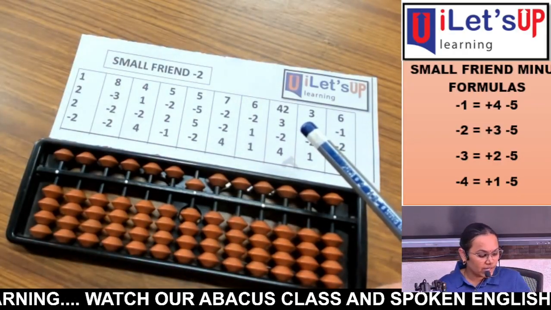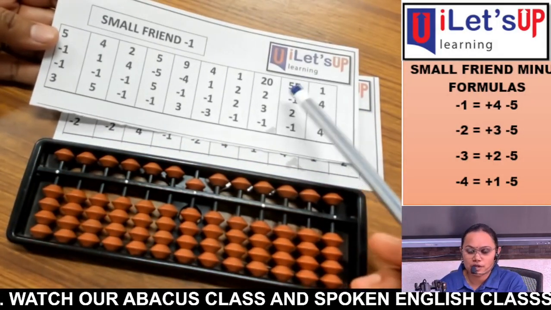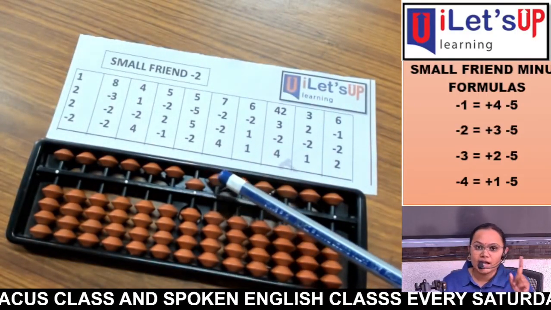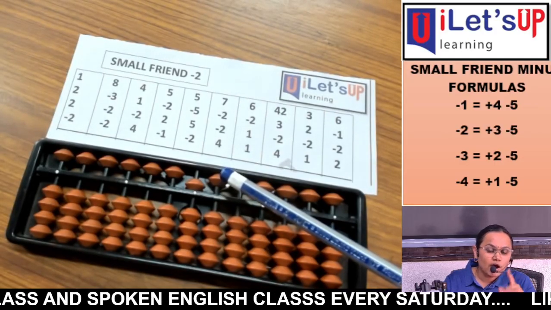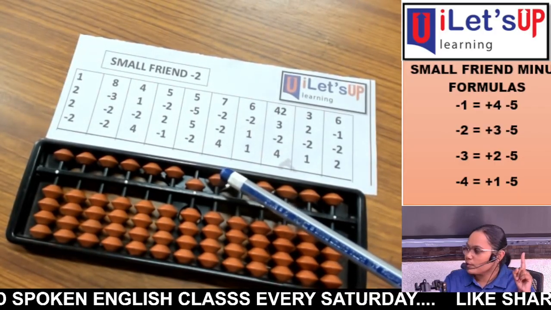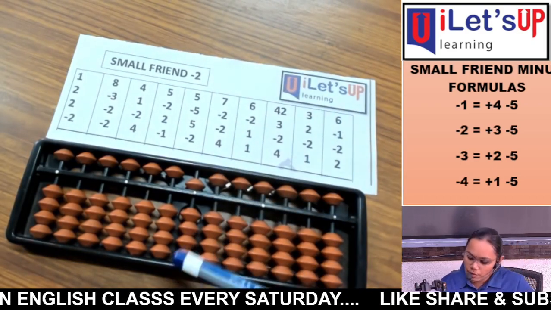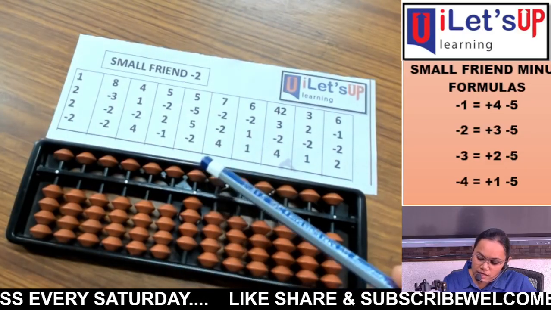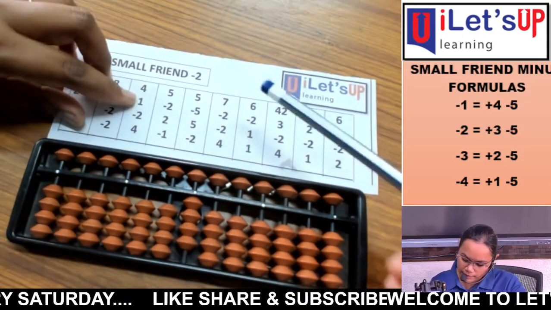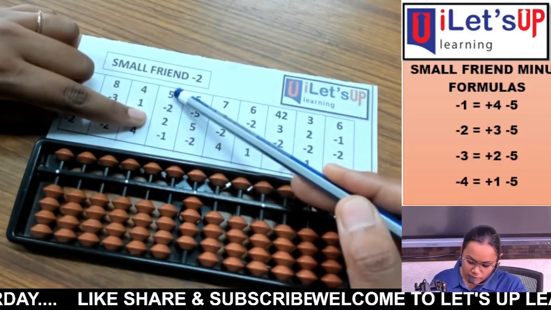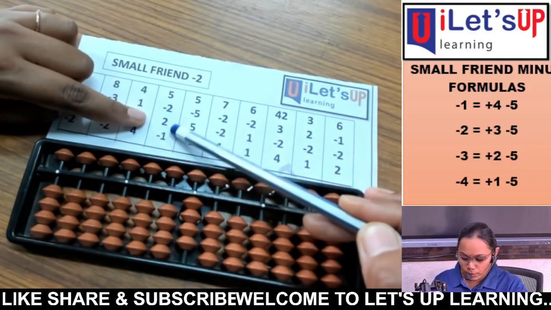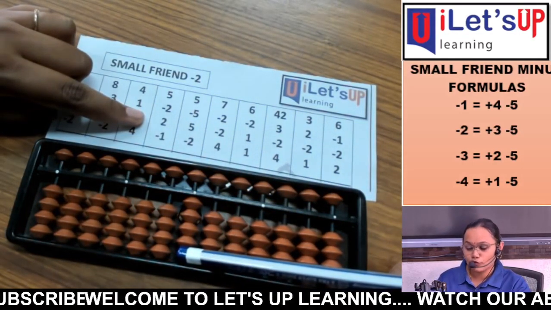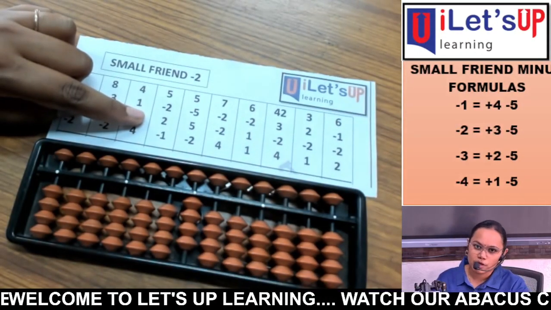So previously we have learned small friend minus 1, this one. So the same formula we need to apply here also. As per small friend minus 1, what do I need to do? Make a note on the top: you need to add 4, subtract 5. That's it. Clear? So here we took 5, subtracted 2, added 2, subtracted 1. And finally we can say our answer is 4.